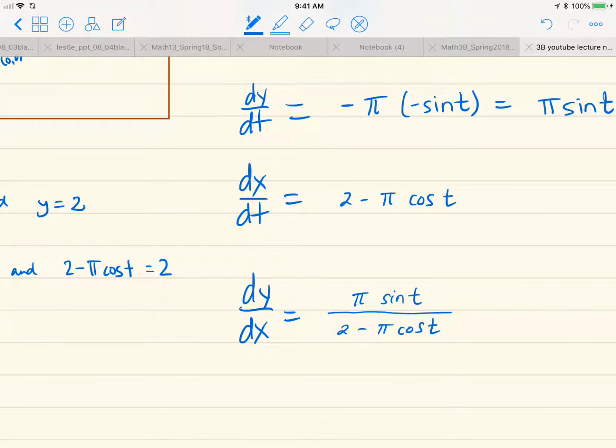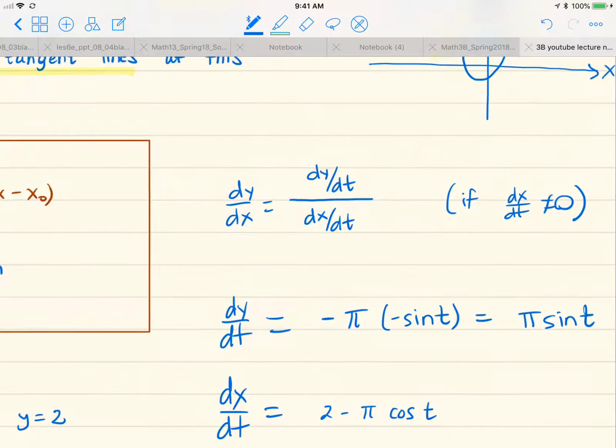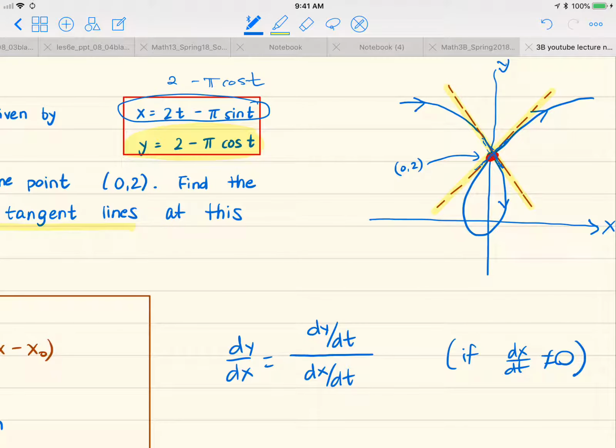Now here's the problem. We need to figure out what this derivative is at the point (0, 2). In order to do that, we need to find out what is the value of t when we are at this point. So the idea is that we cross through the point twice.